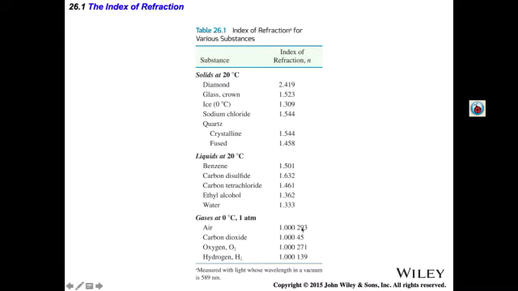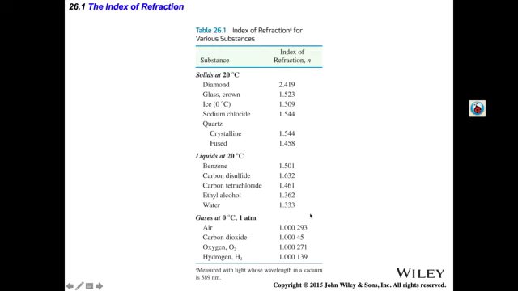Air, we pretty much call that a vacuum, okay? Because here's stuff that all of our air is made up of. And so it comes out, if we take it out to 3 sig figs, it's pretty much 1.0. We use water a lot, 1.33. And so how does this index of refraction work?